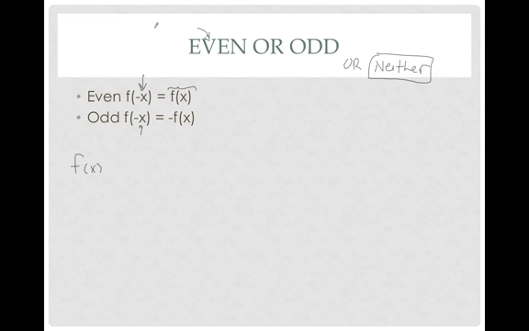Even is symmetry across the y-axis. So a quadratic whose vertex is on the y-axis, that's really kind of ugly, but this is an even function because the left side, this side, is exactly like the right side. So there is a symmetry that you can fold on the y-axis.